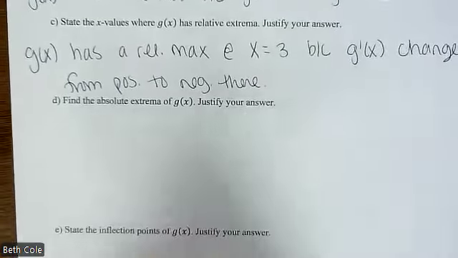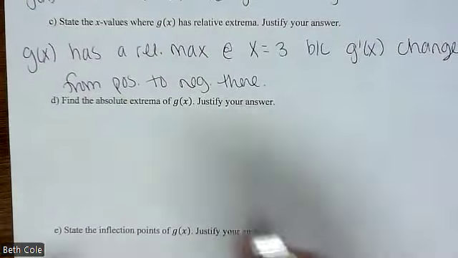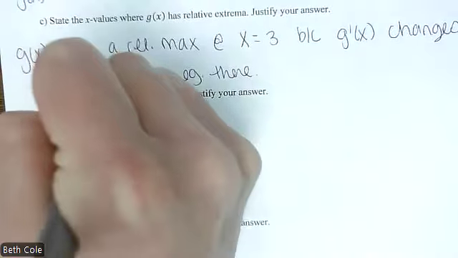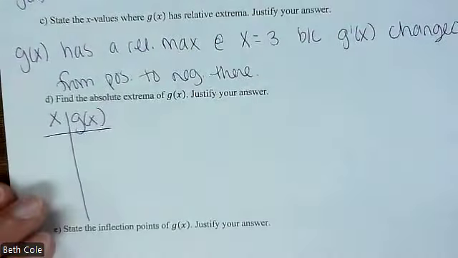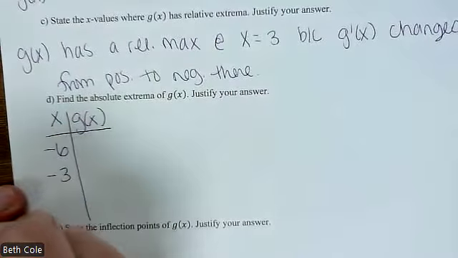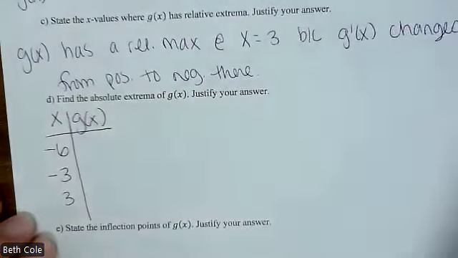All right, what is our test for absolute? Candidates test. So who are our candidates? Critical points and endpoints. Good. So -6, -3, 3 and 6. That's weird.